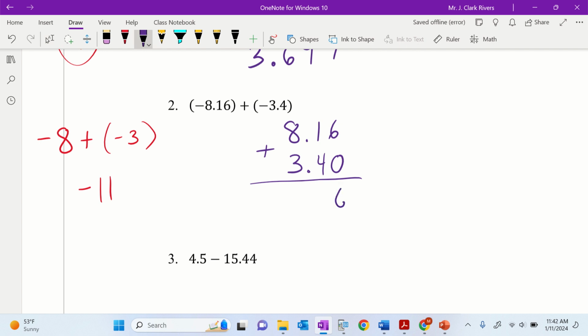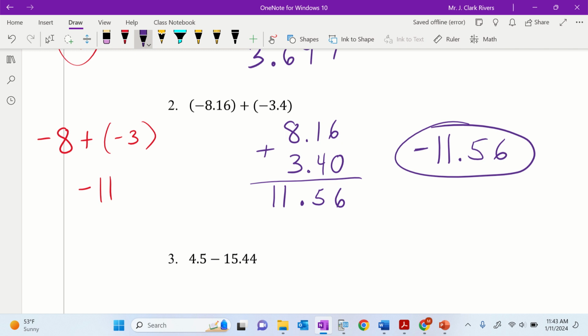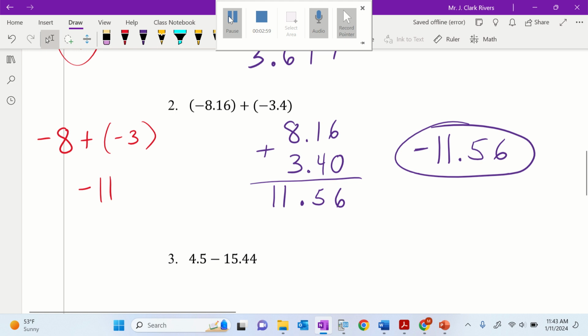6 plus 0 is 6. 1 plus 4 is 5. Bring down the decimal. 8 plus 3 is 11. Now, do not just throw the negative sign in here because a positive plus a positive is a positive. So we need to step off to the side and write 11.56. Glance over at your estimate. Yep, negative 11.56. There you go. We are very close to our estimate of negative 11. I like that. That's number 2.